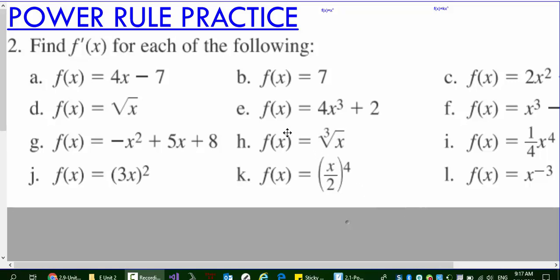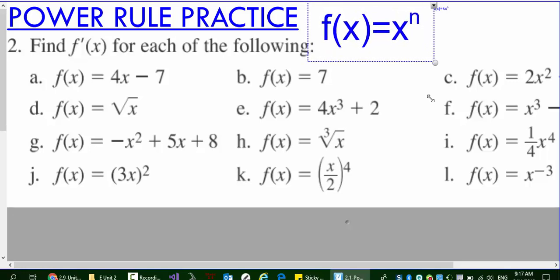Just wanted to run through a quick concept here for the power rule. It seems like there's maybe a bit of confusion, so let's look at a couple of practice questions and hopefully clear that up. The first thing to understand is that at this point you're just starting out with derivatives. We have many more sections to follow.